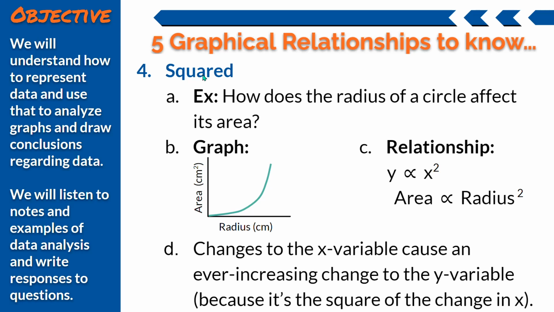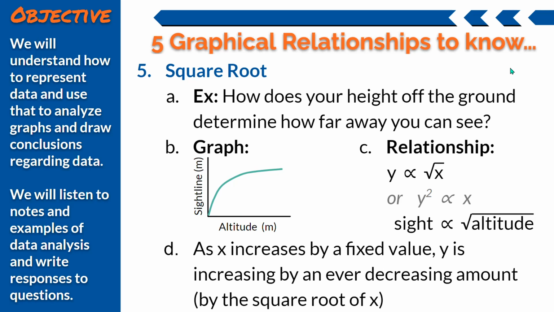The last one that you need to know for this class is a square root relationship. Okay, and for example, how does your height off the ground determine how far away you can see? So if you were to somehow be able to measure your sight line, how far you could see as you went to taller and taller buildings or up a mountain, whatever. As your altitude increases, you should be able to see farther. However, that does taper off. There's only so far you can see. So it might produce a graph with this type of shape. Maybe that's a square root relationship.